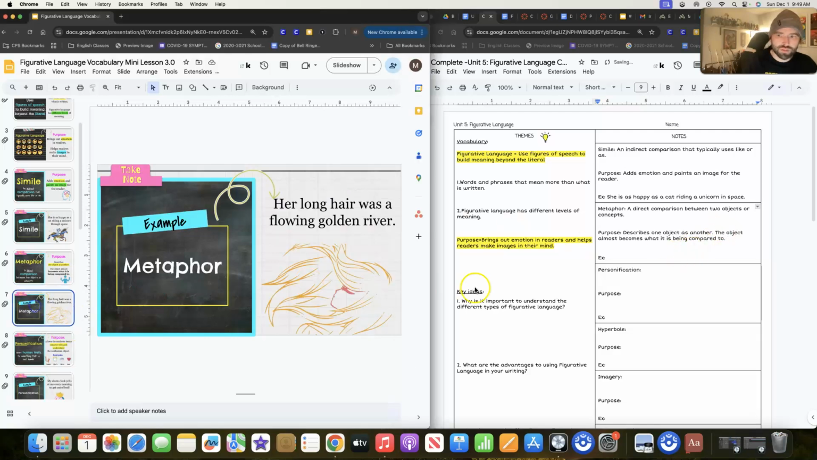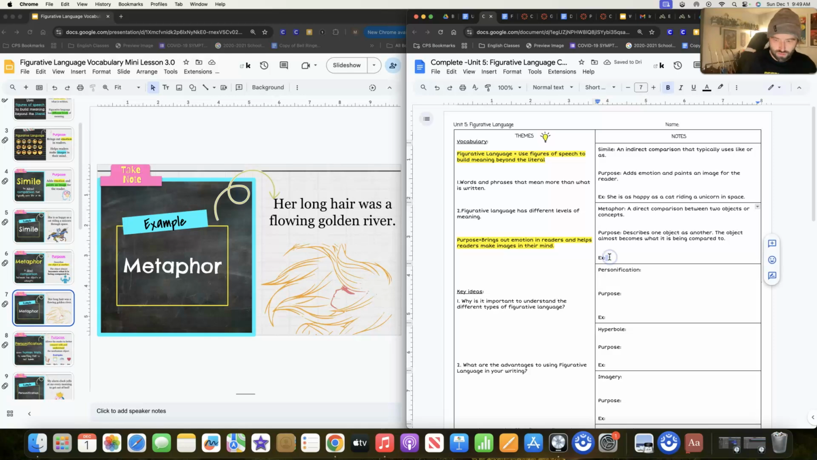Example of metaphors: her hair was a flowing golden river. I'm saying her hair is a river. That's what I'm saying. Direct comparison. That is what a metaphor is. Very, very different than a simile in the sense that I'm directly comparing.